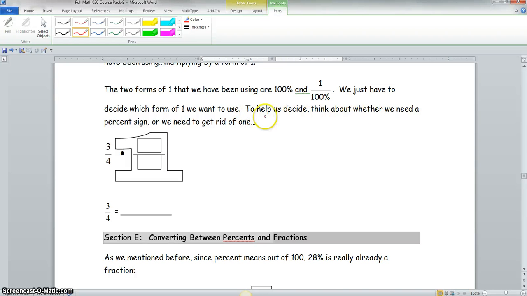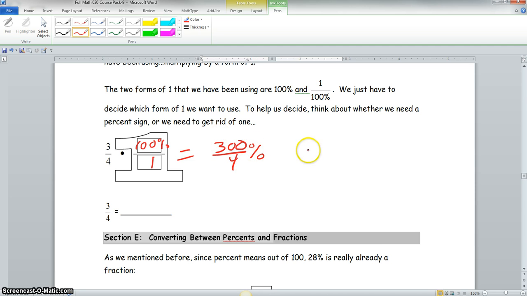To help us decide, think about whether we need a percent sign or we need to get rid of one. Okay, what we need here, we need a percent sign. So basically, since we need a percent sign, we know this is really 3/4 times 100% over 1. So 3 times 100 is 300, and 4 times 1 is 4, and that's percent.